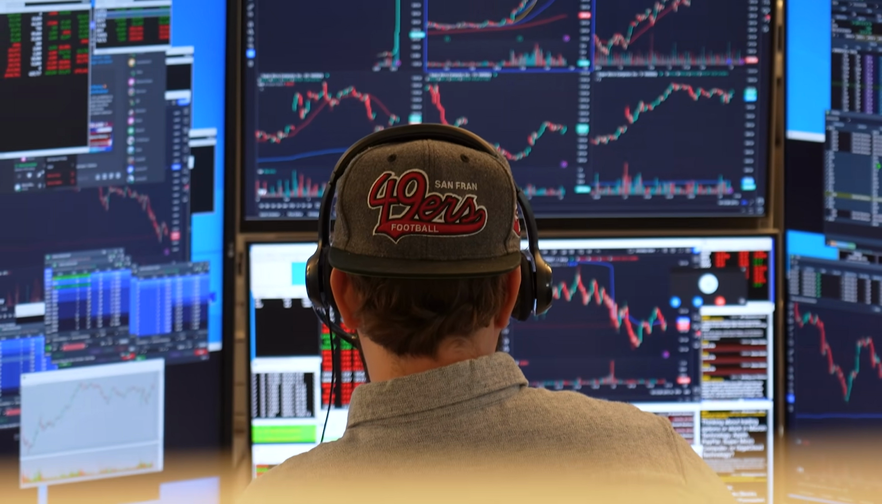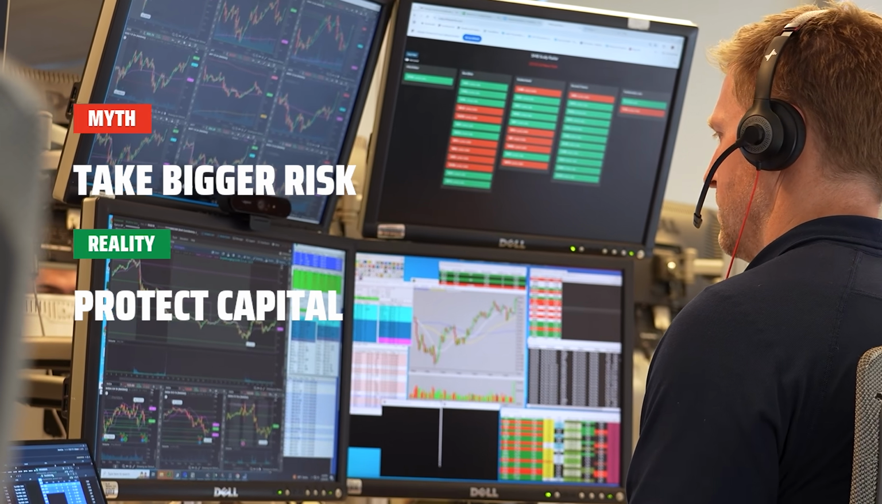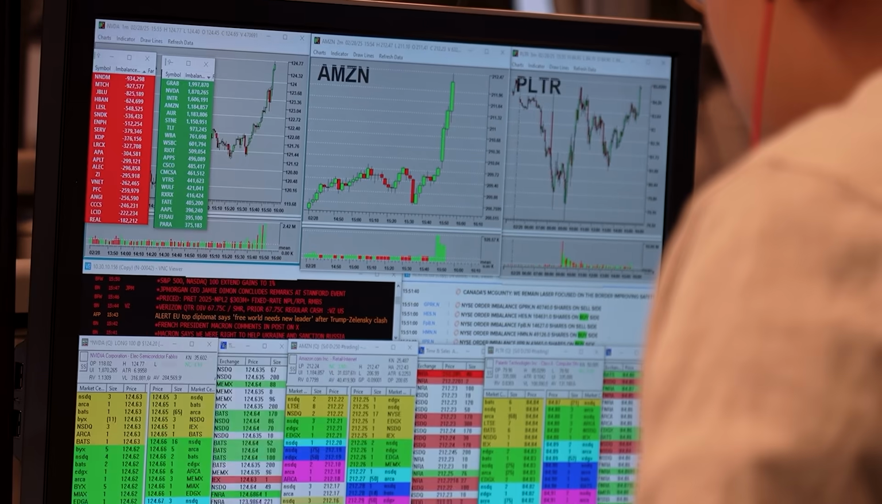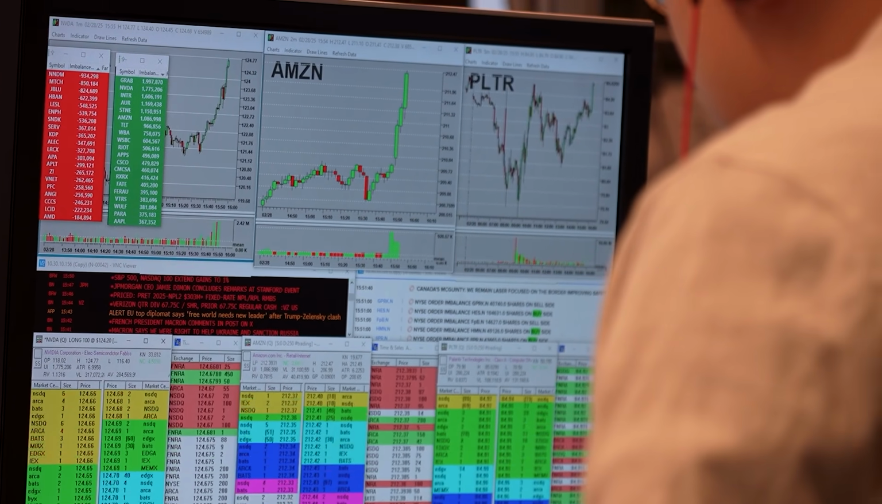One of the biggest mistakes I see newer options traders make is assuming they need to take bigger risks because they have a smaller account. In reality, the opposite is usually true. When your account is small, protecting capital is what allows you to stay in the game long enough for probability to work in your favor.